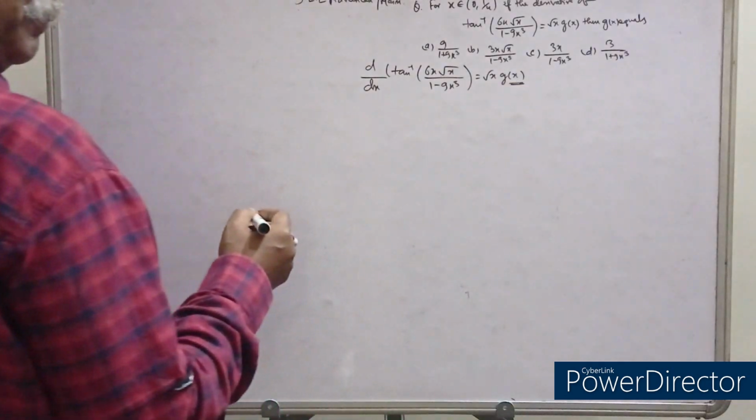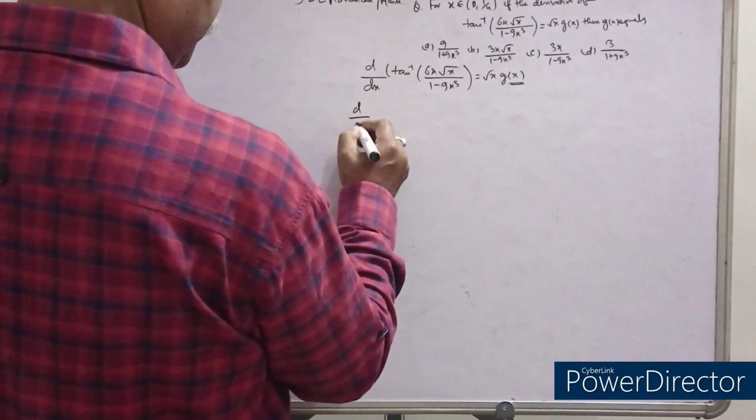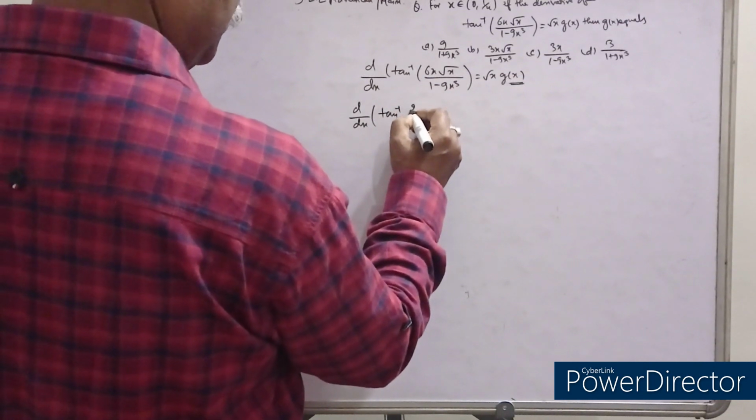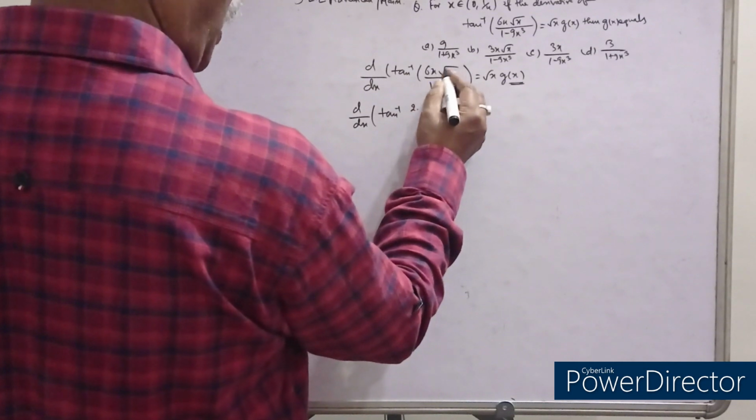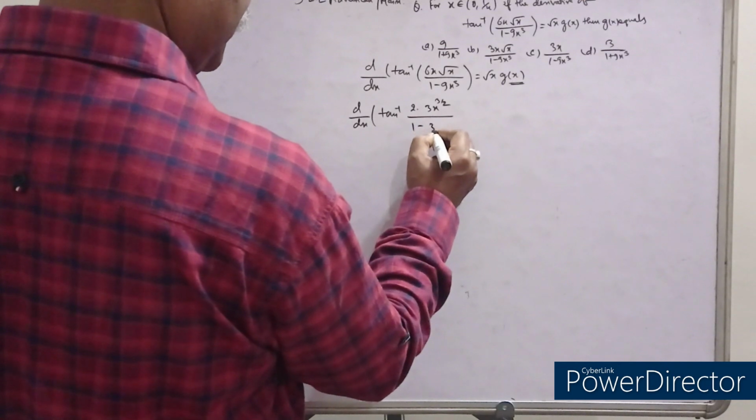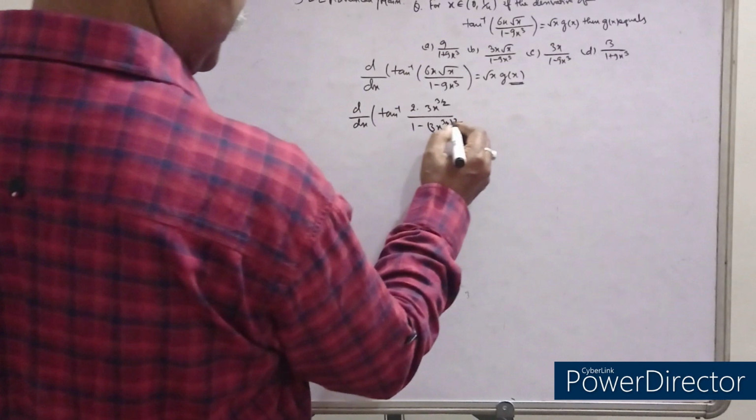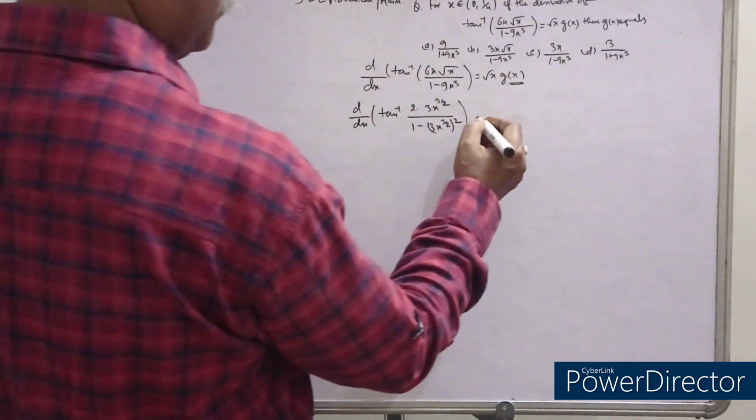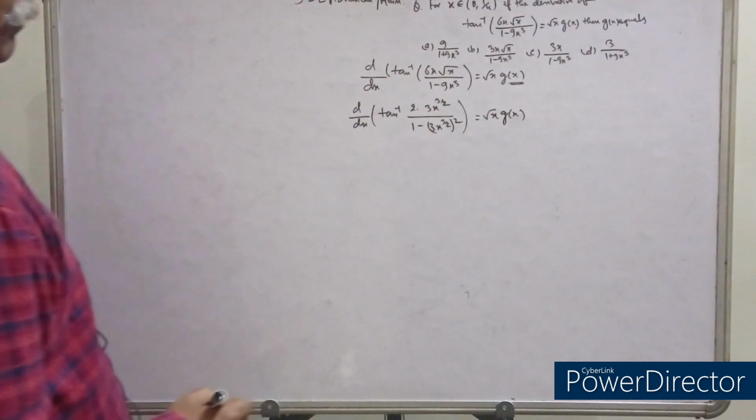So here you see what happens. Tan inverse, this is 2 into 3 x to the power of 3 by 2, and 1 minus 3 x to the power of 3 by 2 the whole square. Here you see this value is 9x to the power of 3, so this will be root x g(x).